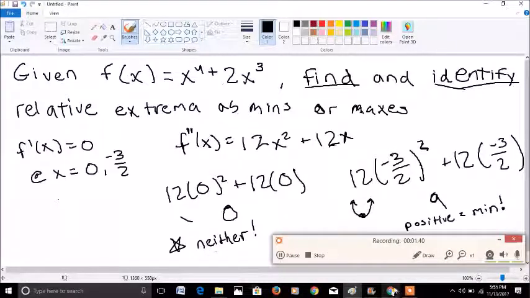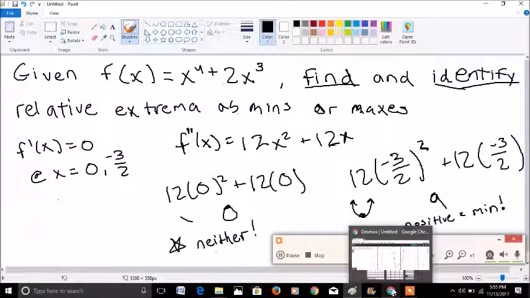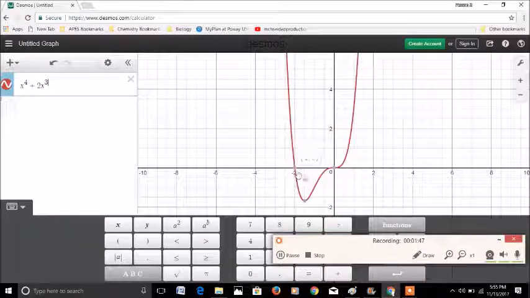And then we're going to go ahead and check our answer by looking at what the graph actually looks like and seeing where our relative extremas are. And here we can see that at x equals negative 3 over 2, we have our relative minimum, just like we tested. Boom. And at x equals 0, we have neither a minimum nor a maximum, just like we tested for. Yep, that's the second derivative test.